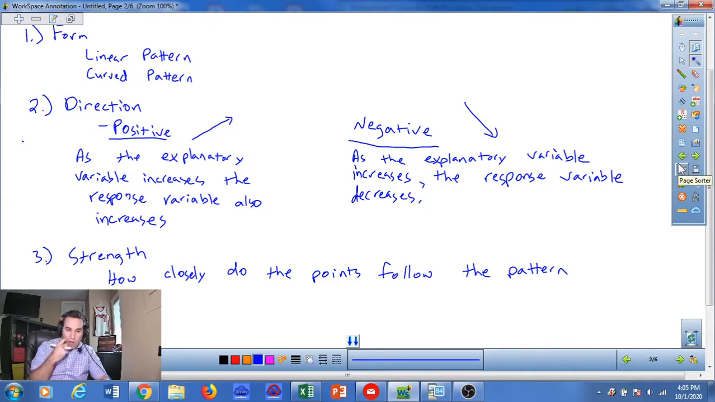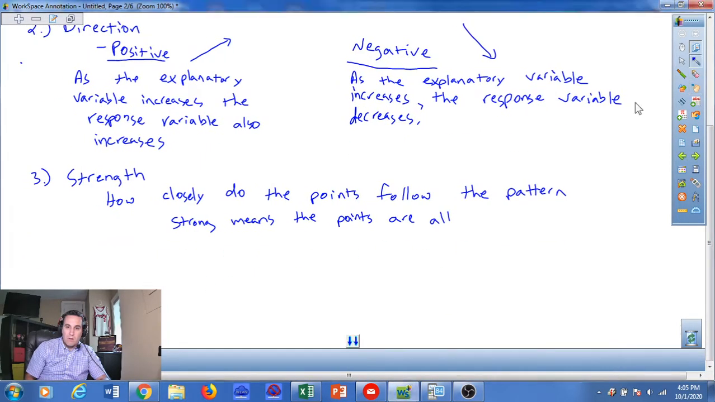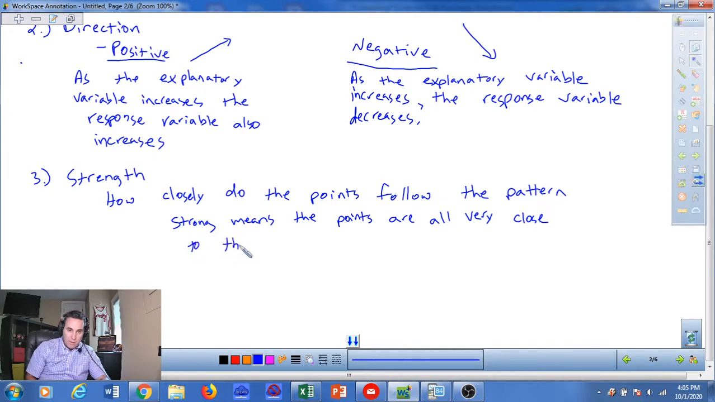Okay. So a strong correlation, the points are all really close. Strong means the points are all very close to the pattern. Not to each other, they don't have to be close to each other. They just have to follow the pattern. That's what strong means. Weak means they're really far, right?